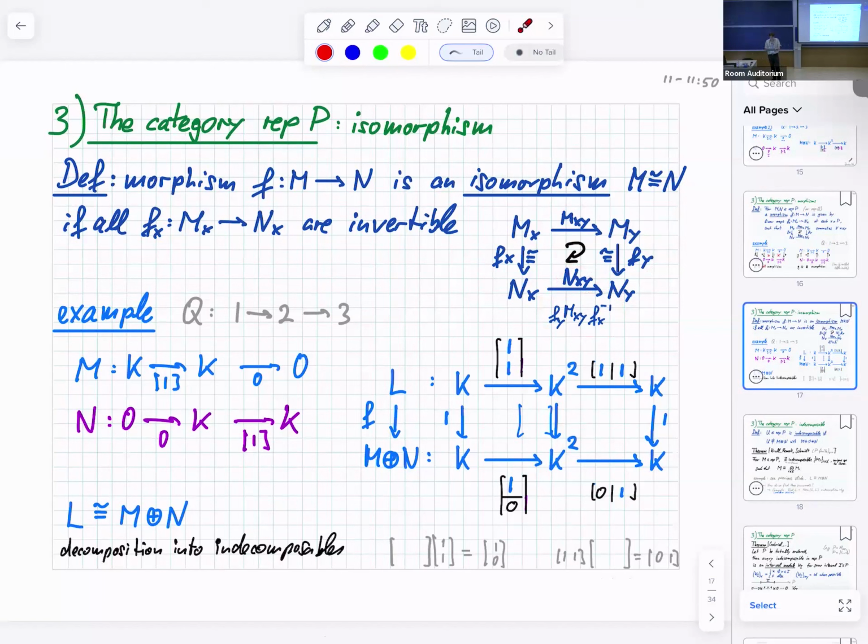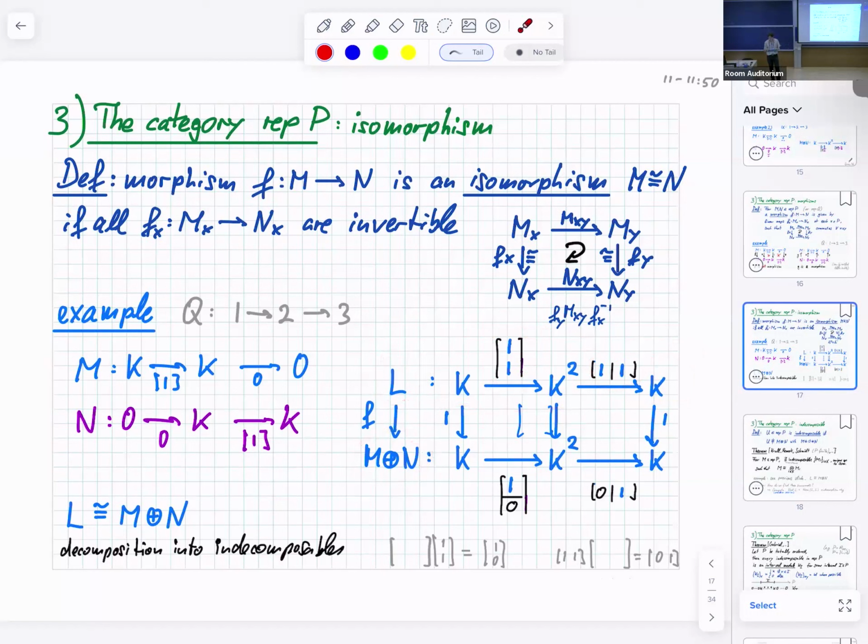So let's do an example. I take my two representations, M and N, the ones which I had before, and I give myself another representation, which I call L. L is this one, given by three vector spaces and linear maps 1, 1, and 1, 1. And then I want to test, is this L isomorphic to the direct sum?